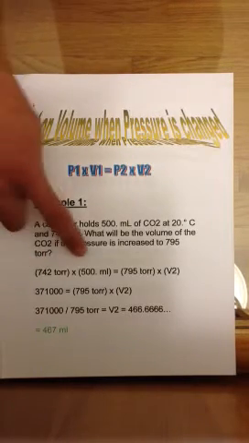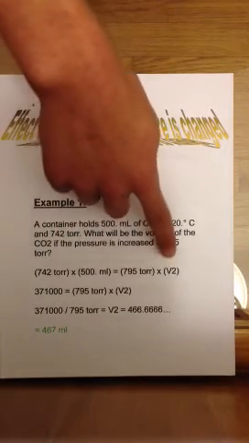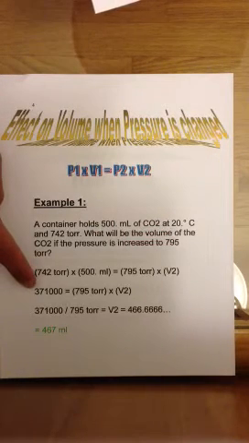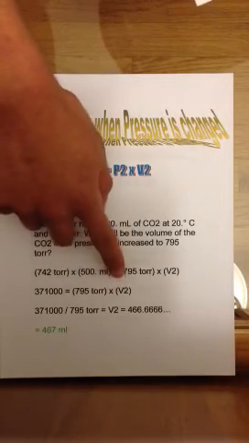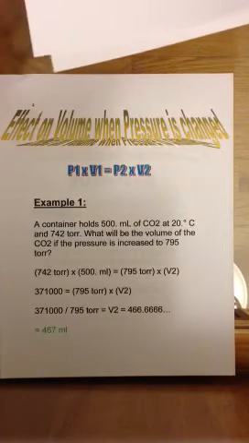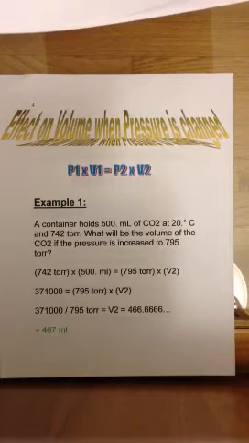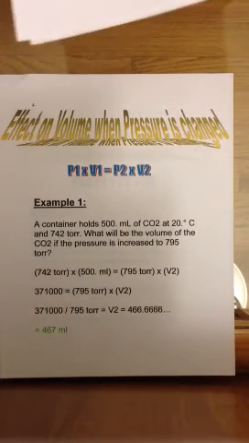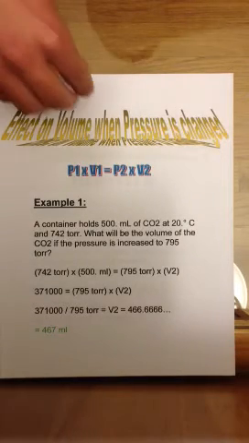742 torr times 500 milliliters equals 795 torr times the new volume. 371,000 equals 795 torr times the second volume. By dividing this value by 795 torr, the calculated new volume is approximately 467 milliliters using 3 significant figures. This shows that the volume decreased when the pressure was increased.